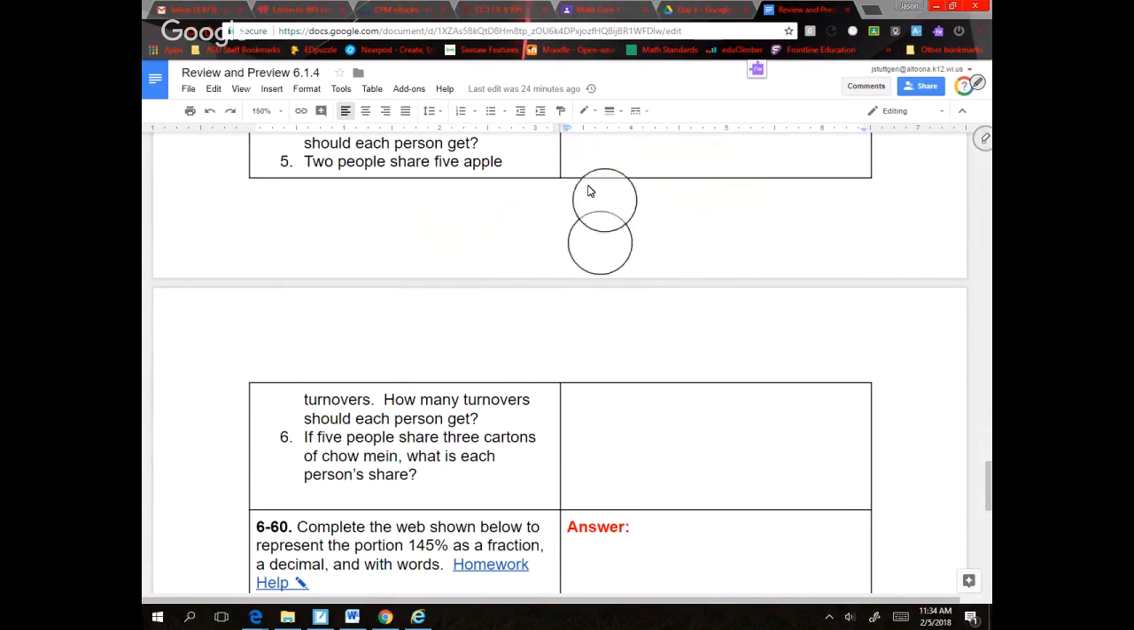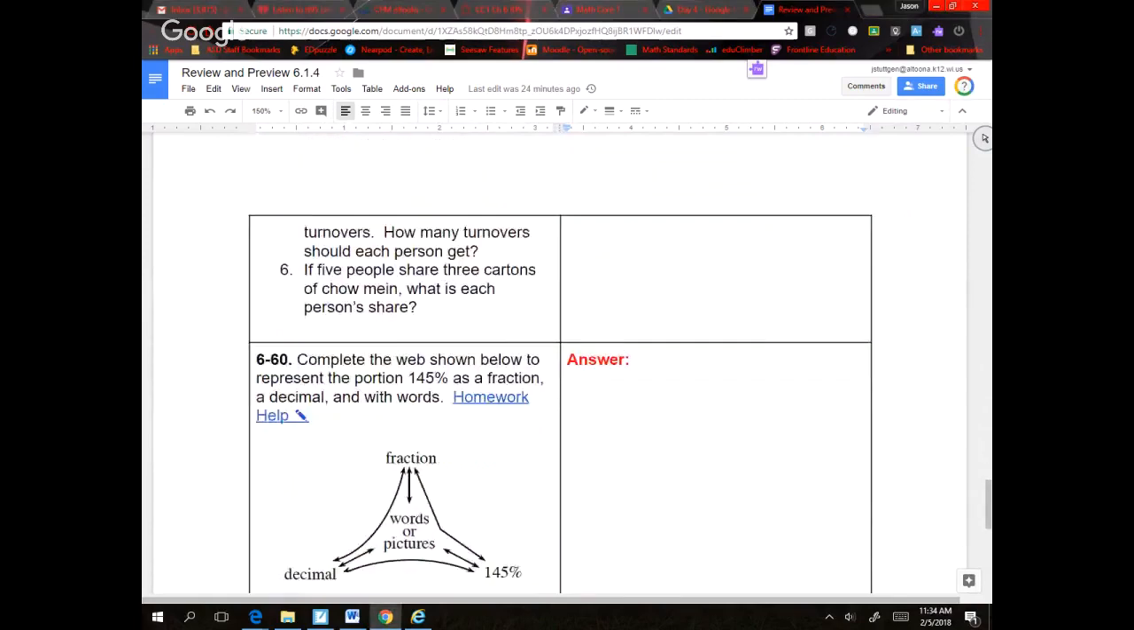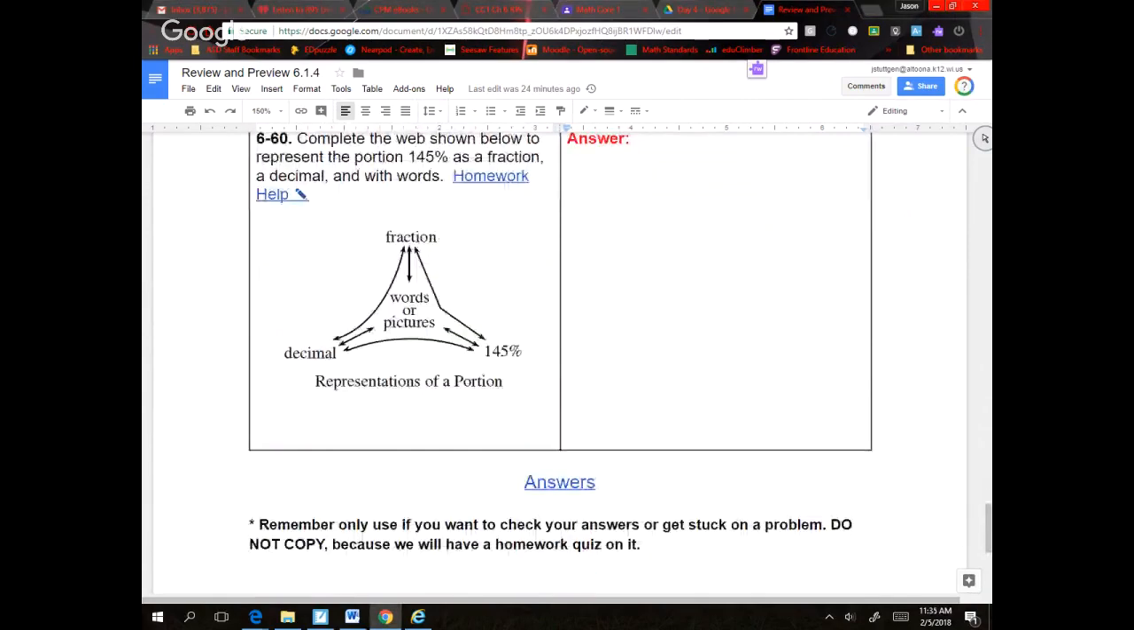Last one is a good review problem dealing with fractions, decimals, and percents. They give you the percent. All you really have to do is tell me what the fraction would be and what the decimal would be, and it wouldn't hurt to draw a picture. So I know 145% is 1 whole and 45 more out of another one. So I got the fraction 1 and 45 out of 100.